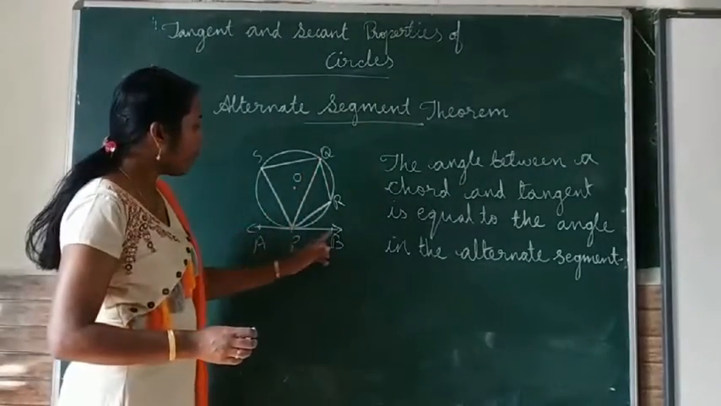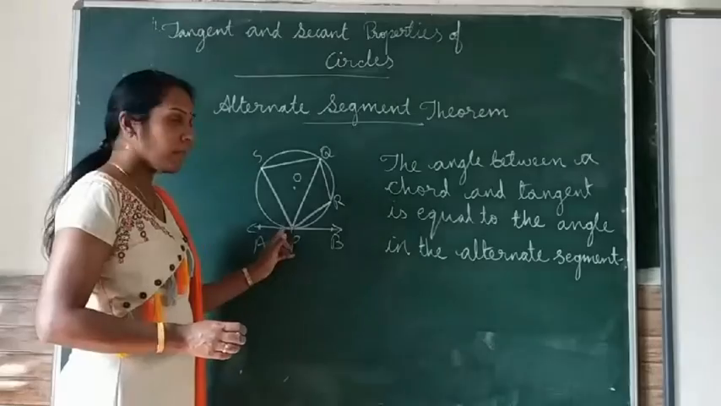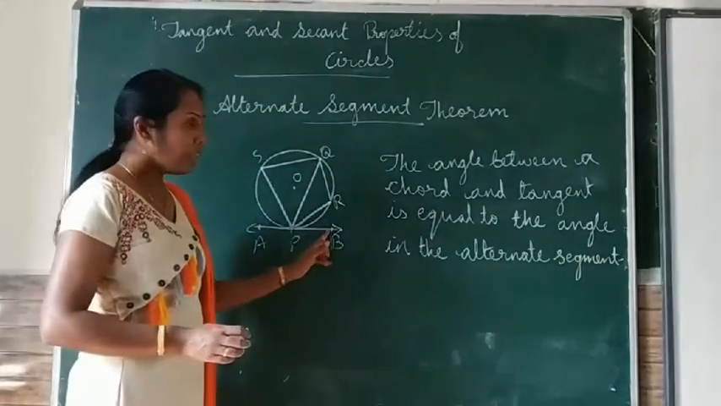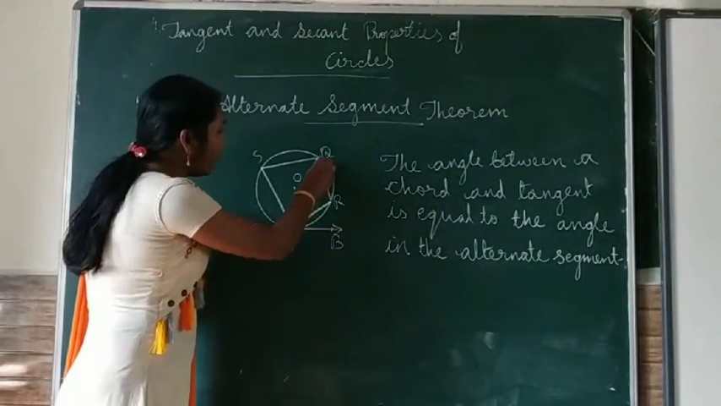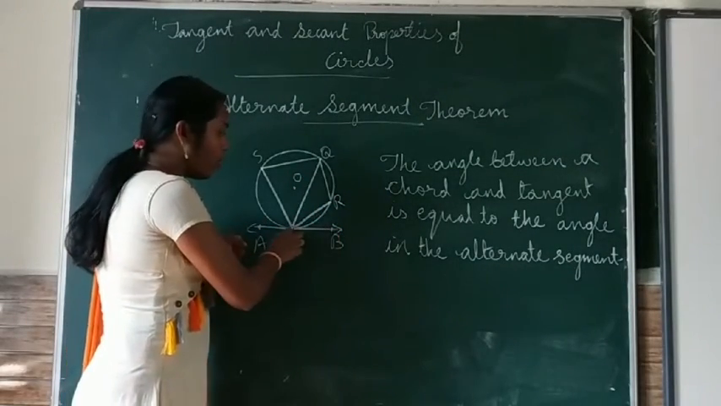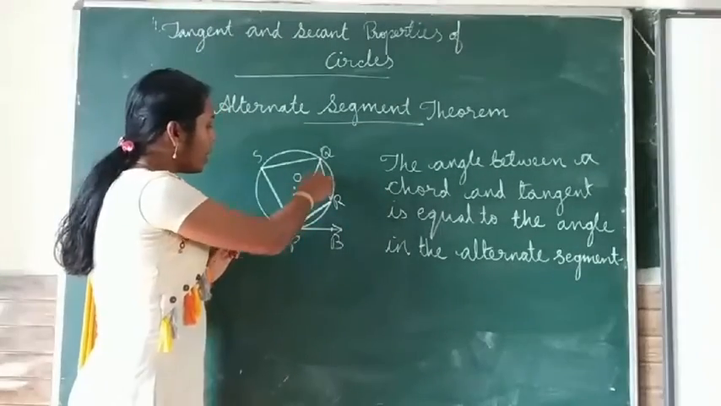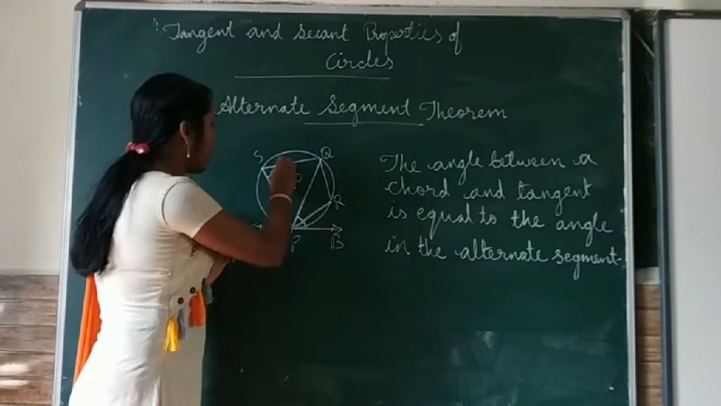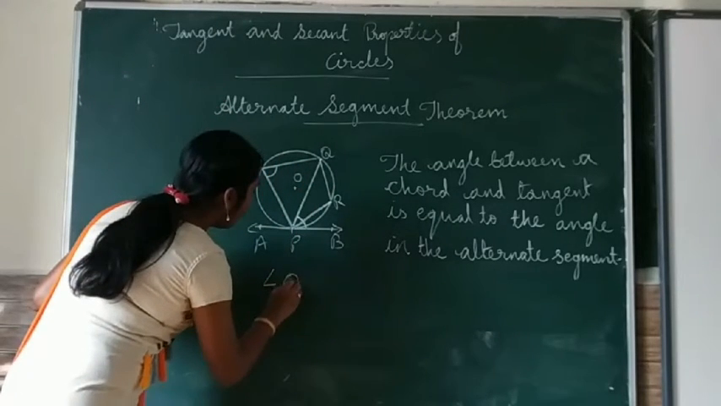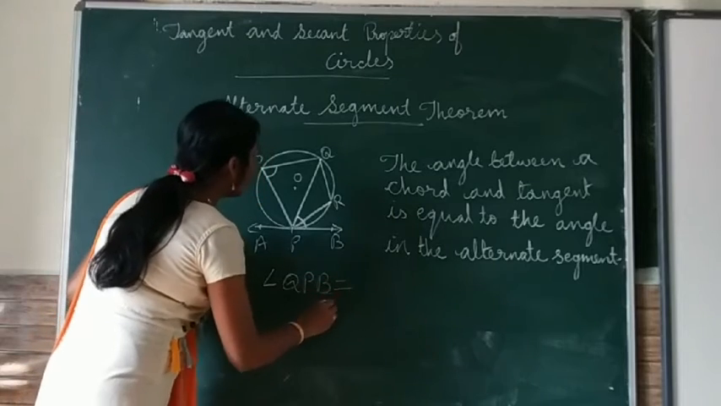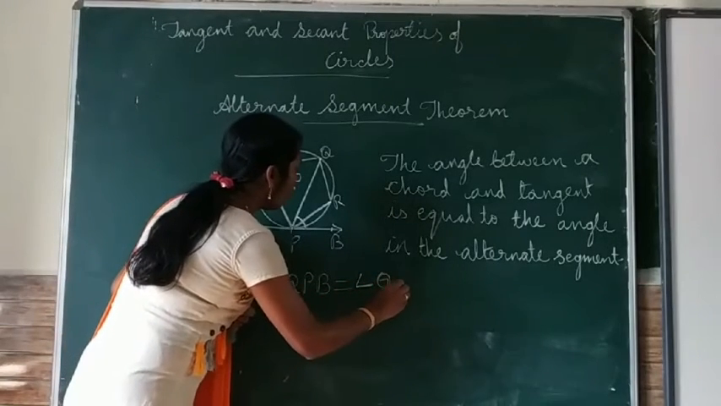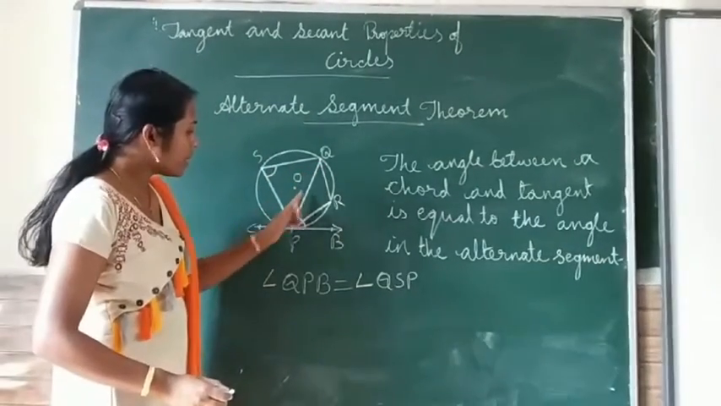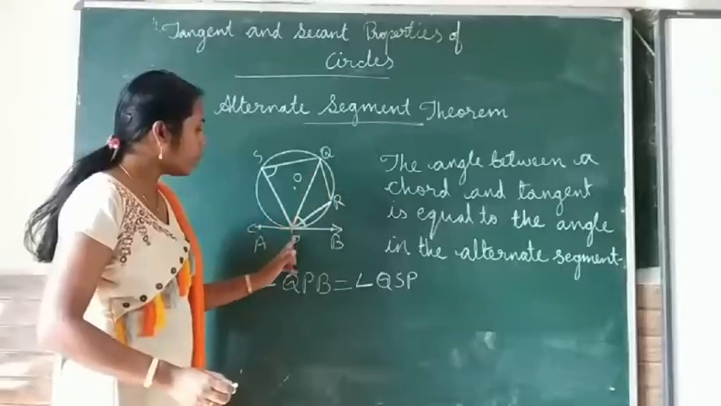Consider angle QPB, and QSB is the alternate segment, and the angle QSB is the angle in the alternate segment for the angle QPB. The theorem states that the angle made by the chord and the tangent at one end of the chord, this angle QPB, is equal to the angle in the alternate segment. That means angle QPB is equal to angle QSB. This is the theorem for the first angle we have considered, that is angle QPB.